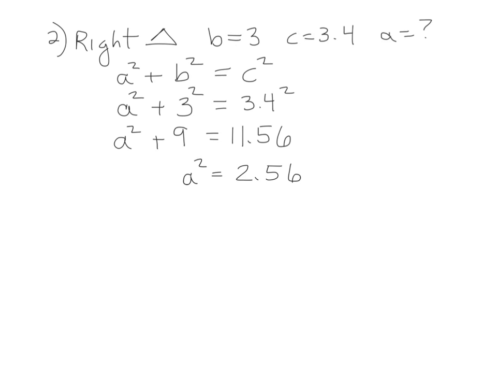And then the opposite of squaring is take the square root of both sides. So you'd get A equals, and just use your calculator, square root of 2.56 is plus or minus 1.6. But again, you can't have a length of a triangle be negative 1.6, so it must be positive 1.6. So that's the other leg. There's a leg, and the hypotenuse is always the longest.